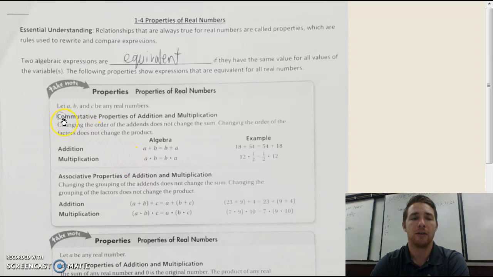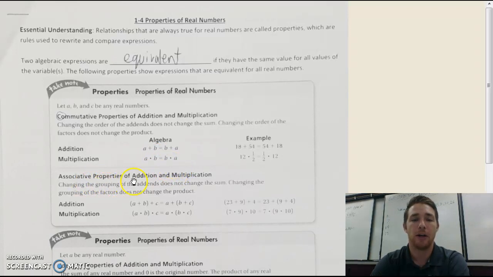The reason why I circled that CO at the beginning of commutative is that I think it's a good way for me to remember that it means you're changing the order. So commutative property, CO, you're changing the order of those addends and factors. If I write A plus B, same thing as B plus A, I can reverse that. A times B, same thing as B times A. So that's the commutative property.